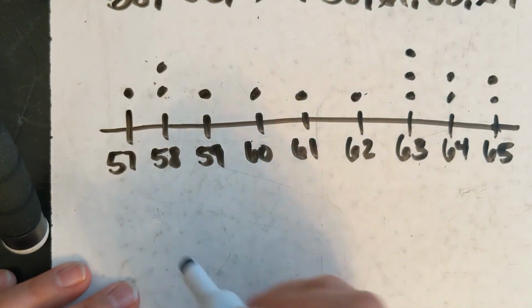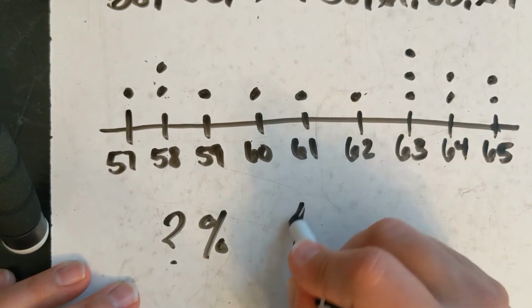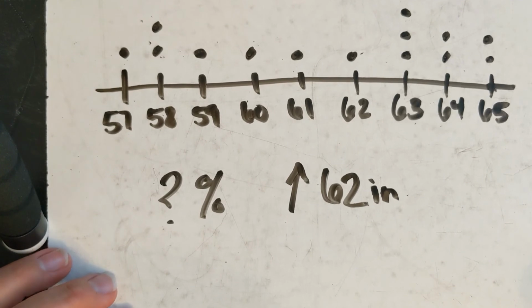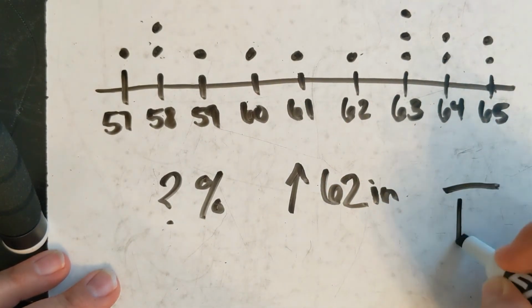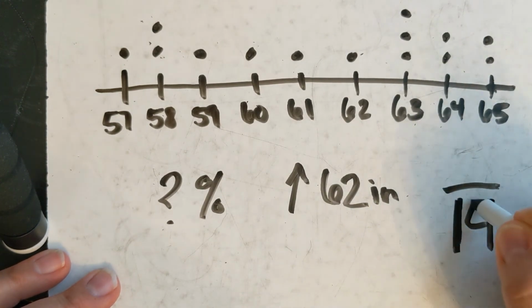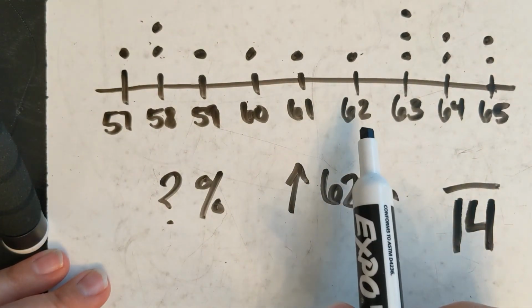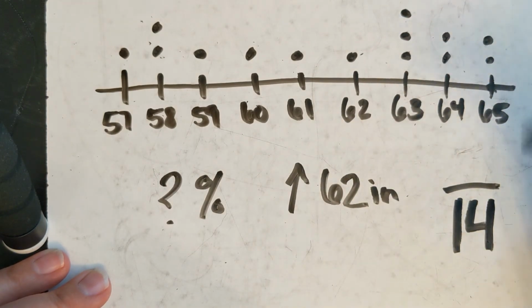Going back to the question: what percent of the students are taller than 62? So more than 62 inches. It is going to be out of 14, because we know our total number is 14. Then how many are taller than 62? I don't count 62. It's not 62 and taller, it is taller than 62. So we have 1, 2, 3, 4, 5, 6, 7. Seven of them are taller than 62.